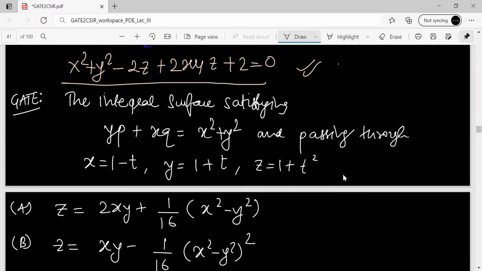They're asking this. See, one method is to check by substitution. Just put x as 1 minus t and y as 1 plus t and see if you get 1 plus t square. That is one method, but it is time consuming. You can't simply solve all of them together, and you don't have that much time in GATE because the GATE exam is only for 3 hours. If it is for a whole week, you can try.